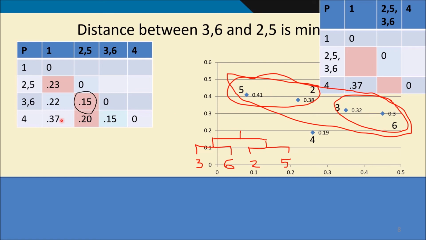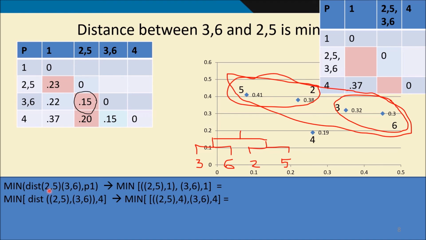Now we'll make the new distance matrix wherein we have combined 2 5 and 3 6 together. Now the value of distance between 1 and 4 will come as it is. Now we have to calculate the distance between 2 5 and 1 and 3 6 and 1. So the distance between 2 5 and 1 is 0.23 and 3 6 and 1 is 0.22. So the minimum between the two would come as 0.22.